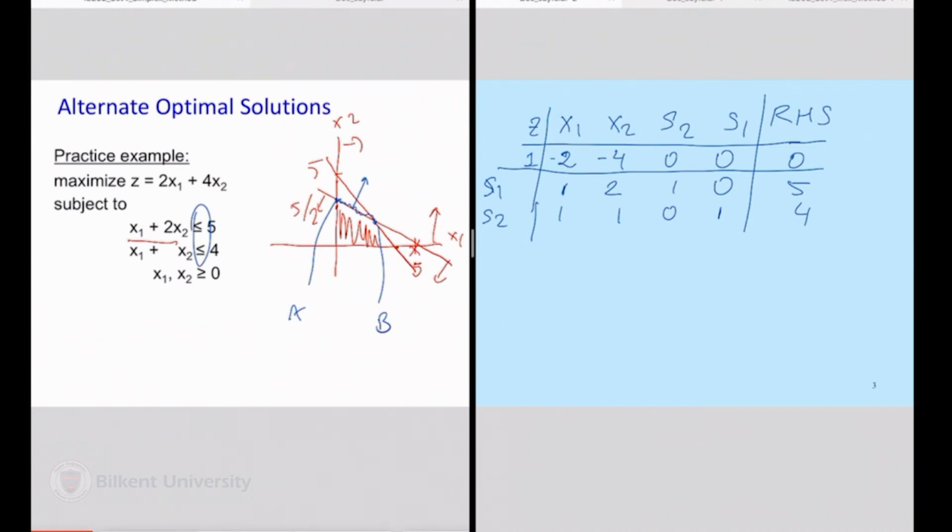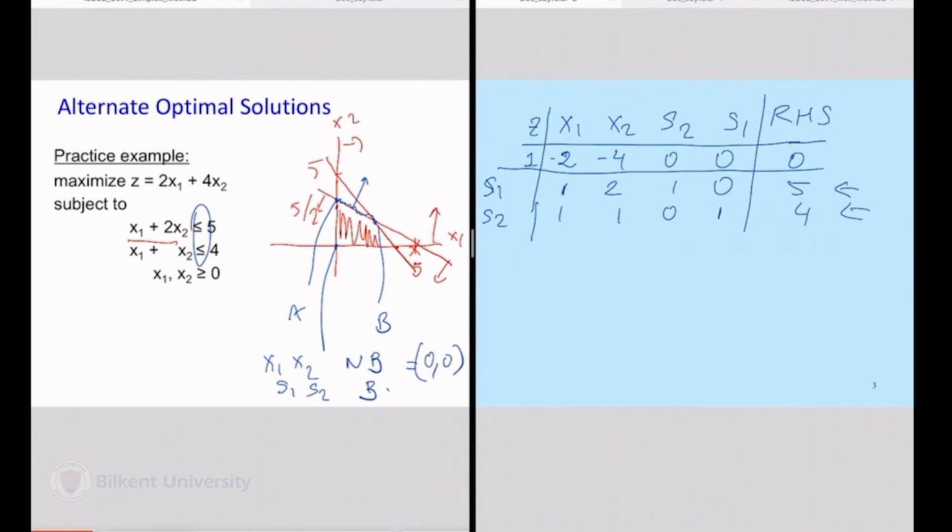Sounds good? So where am I on the left-hand side in this graph at the starting basic feasible solution? I am at this origin corner point, right? X1 and X2 are my non-basic variables. S1 and S2 are my basic variables. And I have S1 and S2 with non-negative values. And X1 and X2 have values 0 and 0, right? That's my starting basic feasible solution. I need two basic variables. That's my S1 and S2 for the first two equations. And the remaining variables are my non-basic variables.